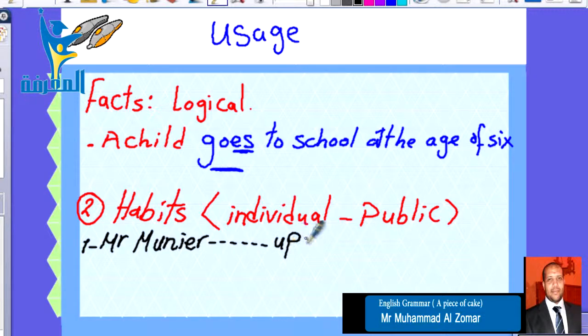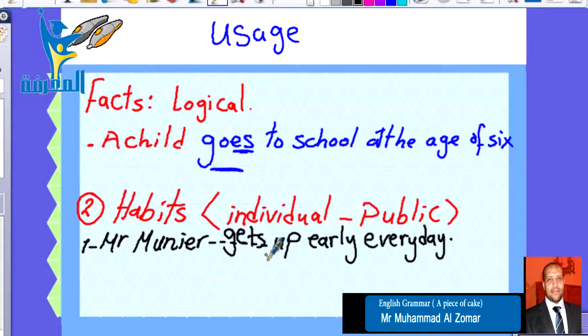Up early every day. Mr. Munir does the same thing every day, so he gets up early every day. Why did we use the present simple tense in this sentence?